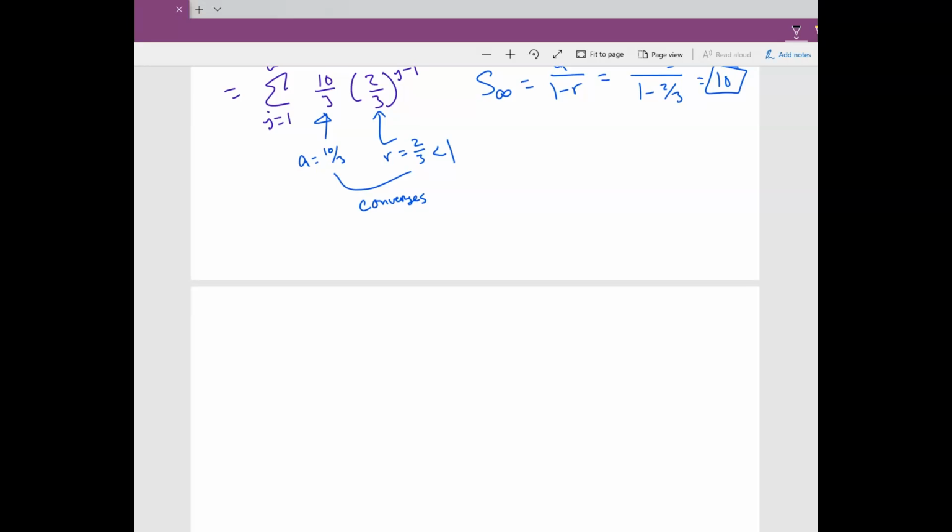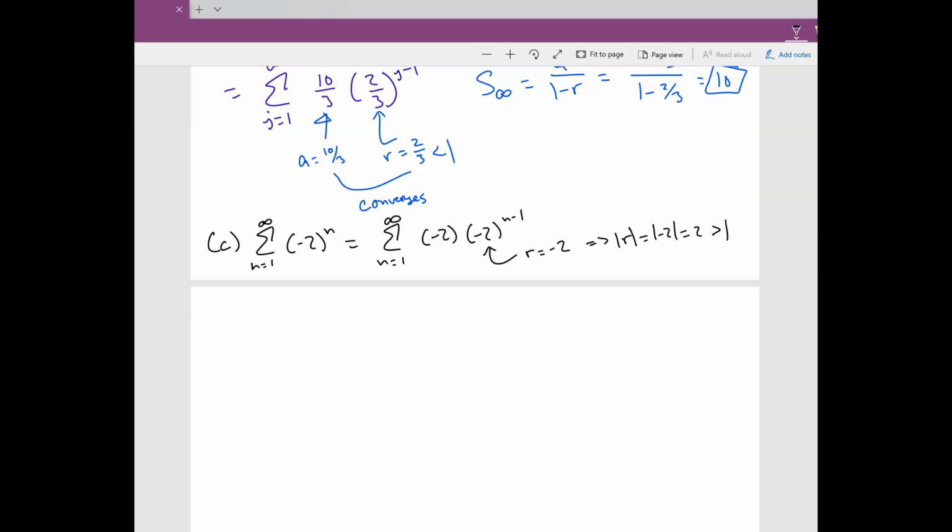And now let's do this last one. n equals 1 to infinity of negative 2 to the n. I can do the same thing: I can take out a negative 2, strip it out, and I'm left with n minus 1. Notice here, my r is equal to negative 2. I need to take the absolute value of it, which is just 2. Well, 2 is greater than 1, so that means this diverges. Because it diverges, we know that it's either going to go to infinity or negative infinity, so we don't have to check.